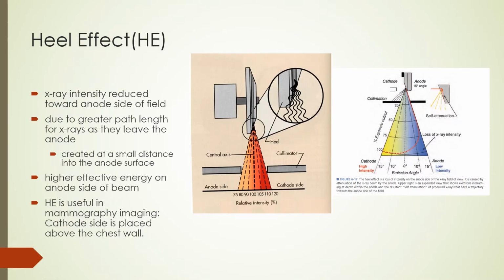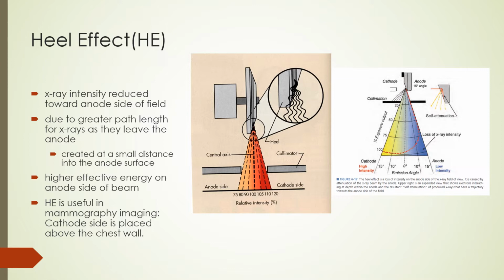Another effect associated with the anode is called the Hill effect. The Hill effect refers to a reduction in the X-ray beam intensity towards the anode side of the X-ray field. This is caused by the greater attenuation of X-rays directed towards the anode side of the field by the anode itself. The smaller the anode angle, the larger the Hill effect. The figures on this slide illustrate the Hill effect.